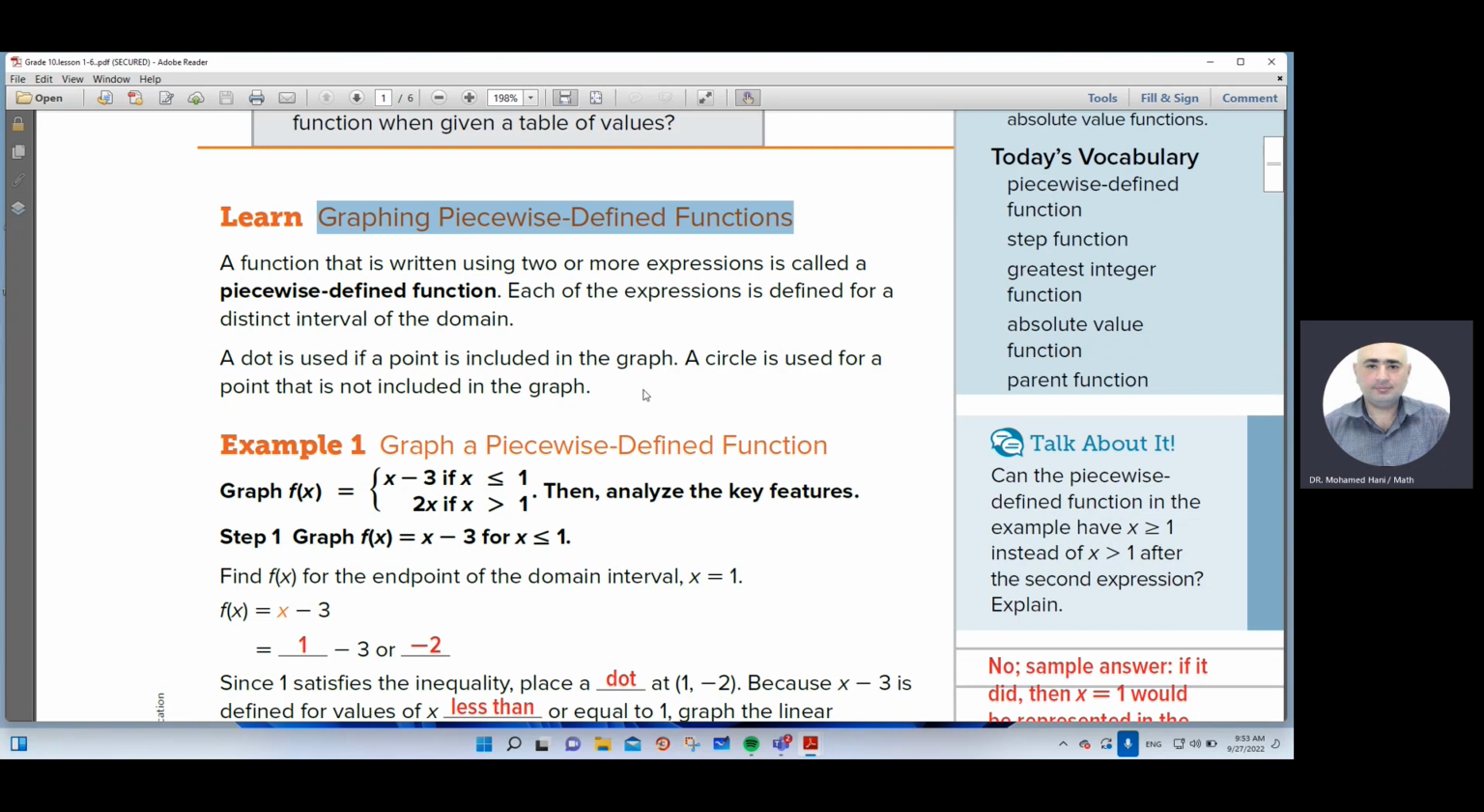What's the meaning of piecewise defined function? A function that is written using two or more expressions is called a piecewise defined function. Each expression is defined for a distinct interval of the domain. A dot is used if a point is included in the graph. A circle is used for a point that is not included in the graph.